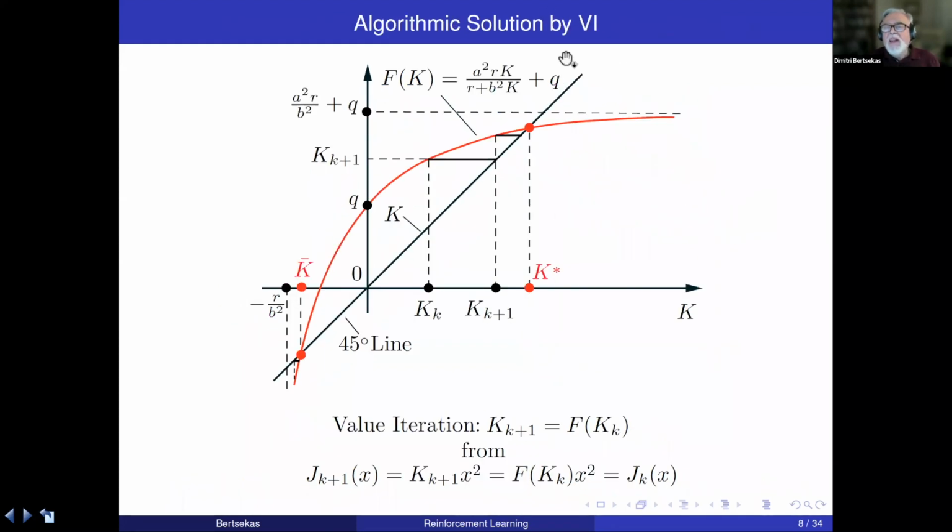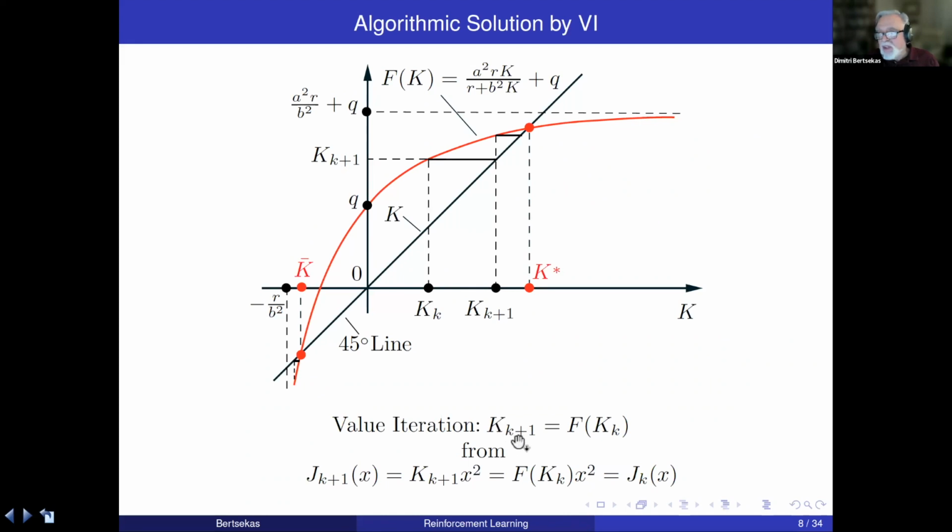Before we do that, let's look at the value iteration. Remember, value iteration involves the generation of functions. If you start with a quadratic function, you get a sequence of quadratic functions of this form. They involve the Riccati operator. So value iteration in the space of quadratic functions operates like so.